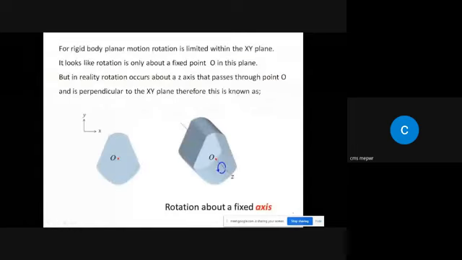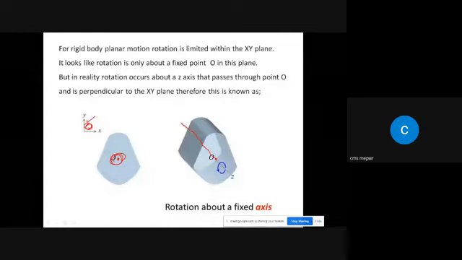For rigid body planar motion, as we know, rotation is limited within the xy plane. For example, if we have this xy plane, the rotation will be within this plane, and it looks like rotation is only about a fixed point. For example, we have this point, so it looks like rotation is about this point, but in reality rotation is not about a fixed point, rather it is about a fixed axis like this one, and that axis passes through point O and is perpendicular to the xy plane.